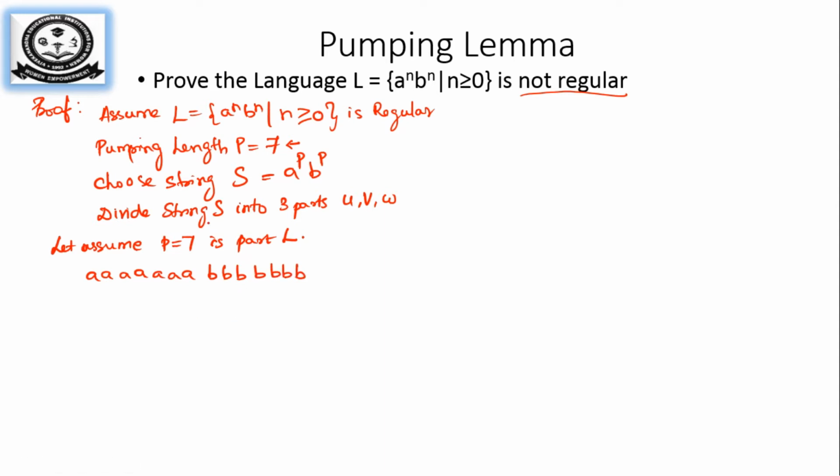Okay, so this is the string I am going to consider. If P is 7, then the string is S equal to A^P B^P. Now I am going to split this. So we'll consider case 1. I am going to split this string of length 7 into 3 parts.